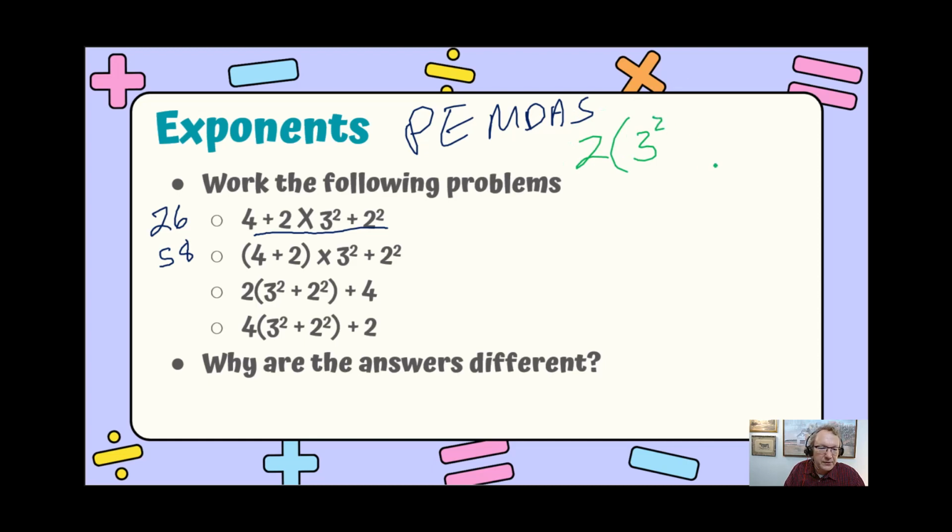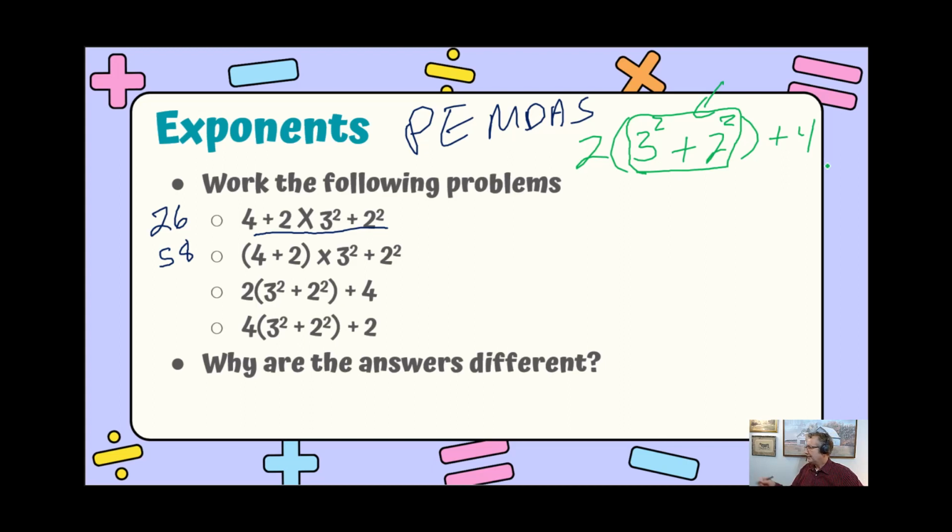You've got 2 times the quantity of 3 squared plus 2 squared. And we're going to close that parentheses. And we're going to add 4. So we got something to do inside the parentheses, but notice there's some more operations in here. Anybody tell me what we're supposed to do if there's additional operations inside the parentheses?